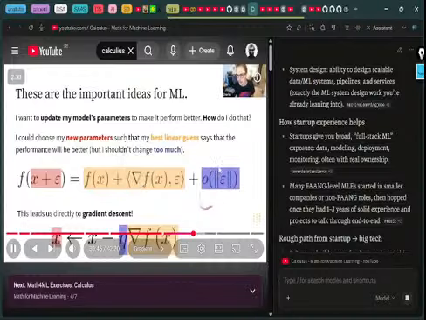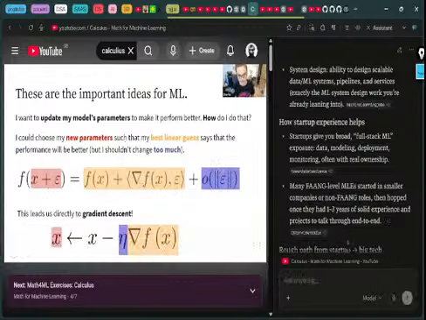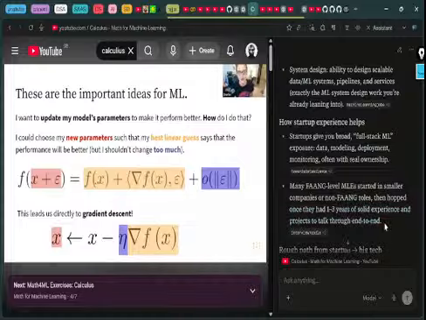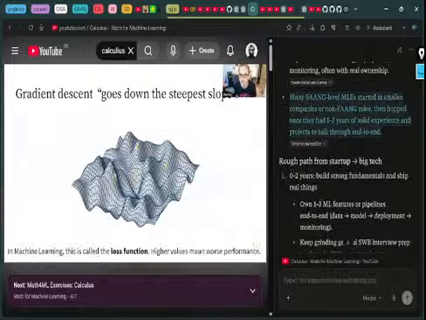And so long as this term on the right here is not bigger than epsilon, which we can guarantee because it's a little o, then that will make f at x plus epsilon smaller than f of x, and we will have made our machine learning algorithm perform better than it was performing before. And so gradient descent basically goes down the steepest slope.